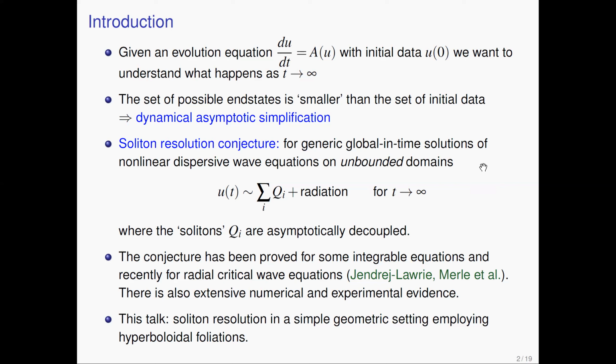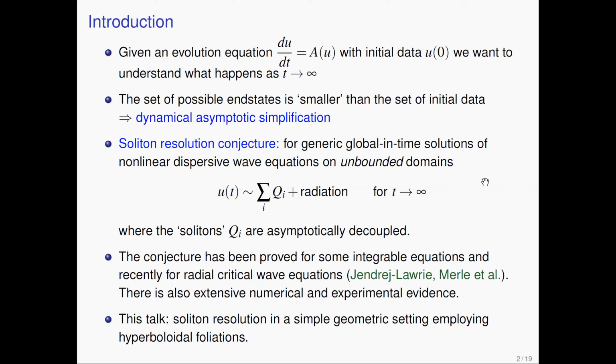This conjecture goes back to the mid-60s, where this behavior was first observed for integrable models like the Korteweg-de Vries equation. But in the past decade, there was significant progress in the understanding of this conjecture for non-integrable equations, in particular radial critical wave equations by Yandri, Lowry, Merle, and collaborators. However, I think it's fair to say that this phenomenon is not very well understood.